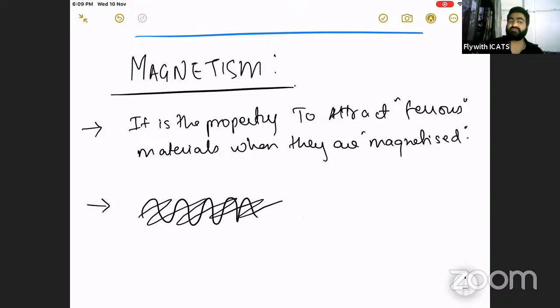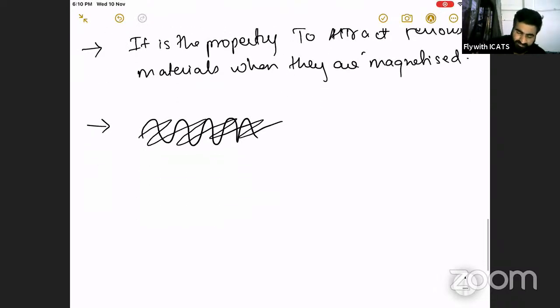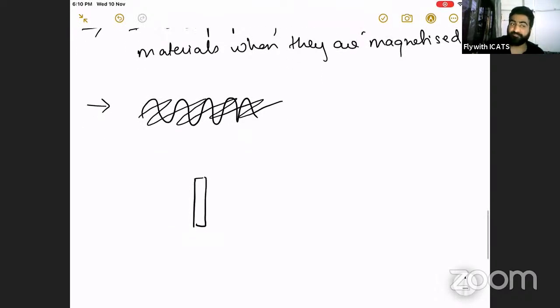If these lines are temporarily absorbed, then your magnet is known as a temporary magnet. It will behave like a magnet for some time. It means it will attract other iron materials within its range for some time. If it is a permanent magnet, then it will attract all the time. Now, let's say this is a bar magnet, a magnet that looks like a chocolate bar.